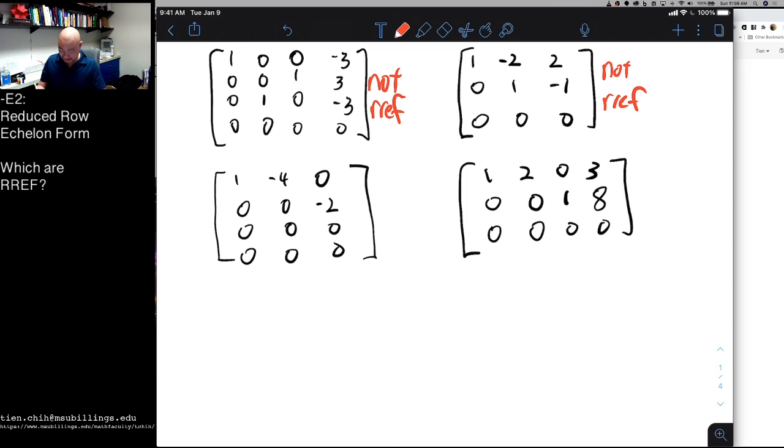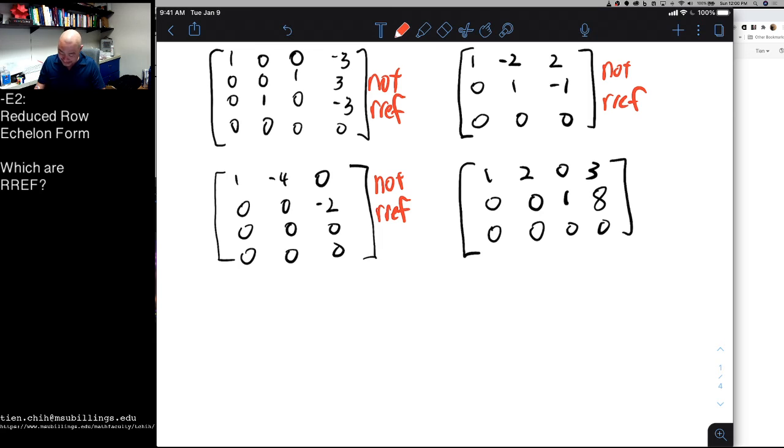In this third matrix here, what we notice is that we have zeros underneath here, zeros underneath here, zeros above and below this pivot, but it's not a leading one, right? This is a -2, which is not a 1. So in order for this pivot to be a leading one, what we need to do is to multiply this row by -1/2, equivalently dividing it by -2, then it will be in reduced row echelon form. So this is also not in reduced row echelon form as well.